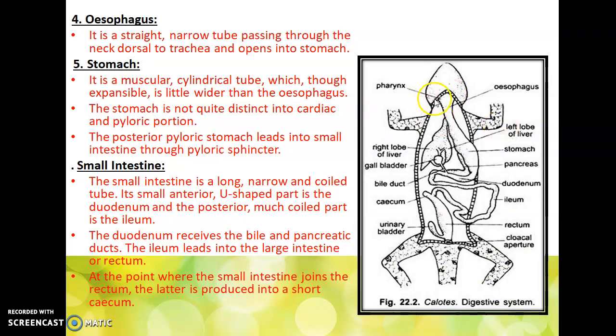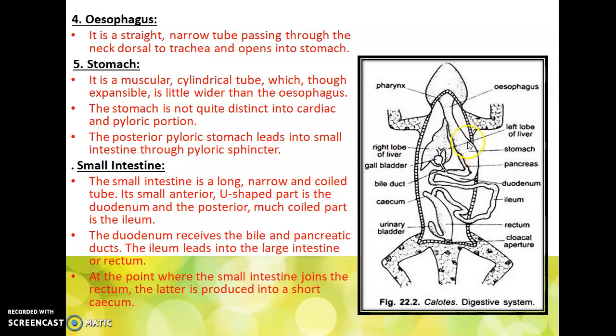Then comes the esophagus. Esophagus is a region where the masticated food from the mouth is passing. It's a very straight, narrow tube which is passing through the neck, dorsal to the trachea, and opens into the very next part, that is called the stomach.